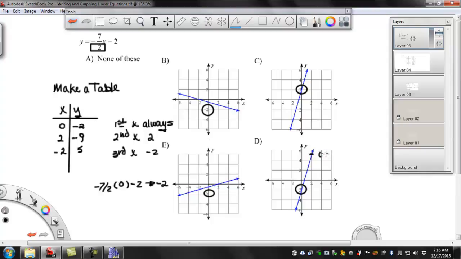Now if you look at D, at 2 on the X, it's 5 on the Y. Now there's an issue with that, isn't there? If I look over at my table, it looks like I'm crossing all the ones that don't work out. So it looks like maybe none of these have to be a possibility.